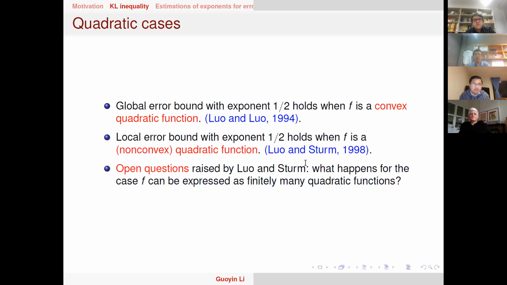First of all, I guess by Luo and his collaborator, they showed that if you have a convex quadratic function, then a global error bound holds with exponent 1/2, which is very explicit. And a local error bound holds for nonconvex quadratic functions as well. That's a result by Luo and Sturm. And there's an open question, which as far as I know is still open. They ask what happens when the function can be expressed as the maximum of finitely many quadratic functions, which are not convex. Actually the conjecture is that the exponent should be 1 divided by 2 to the power m, where m is the number of quadratic functions involved.